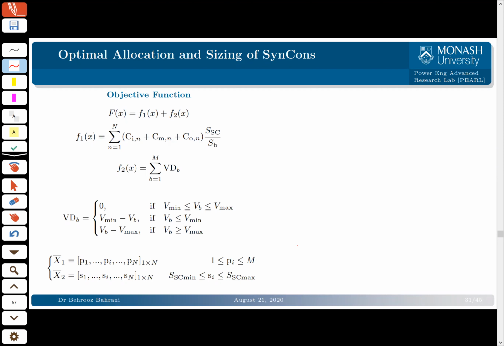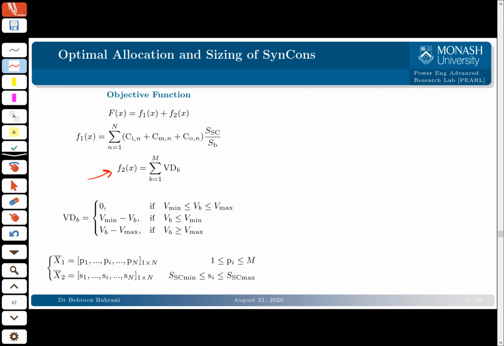So we defined a cost function, an objective function, to be minimized. And there are two main parts for this function, F1 and F2. Your F1 is the different costs associated with your SynCon. Of course, you've got your installation costs, you've got the operating costs, you've got different types of costs here, and also some sort of cost that would be incurred because it will change the power loss in your system as well. Also, we have the second function here, which is a function of the voltages at different buses, because you would like to also maintain the voltages at a given value.